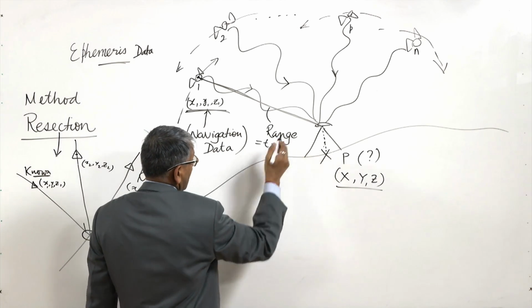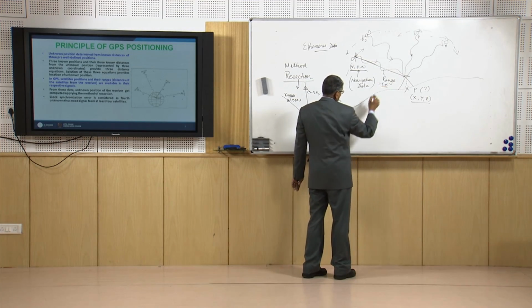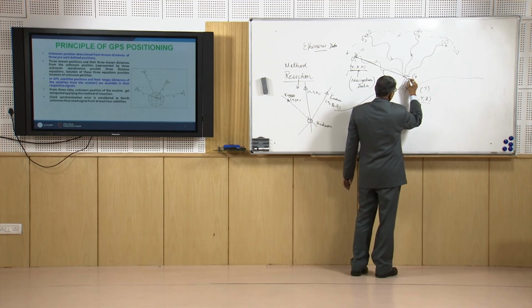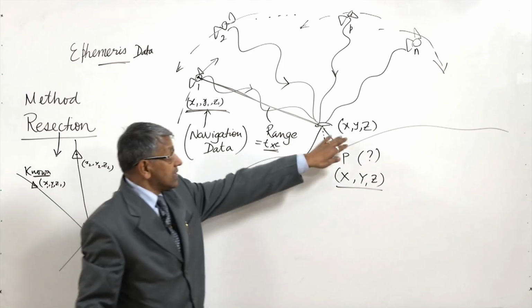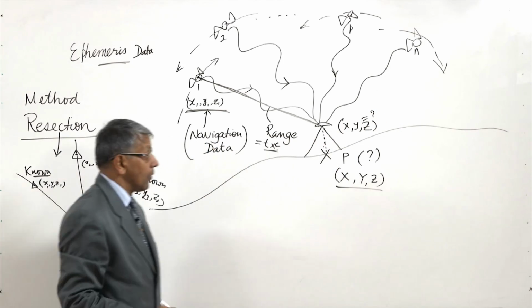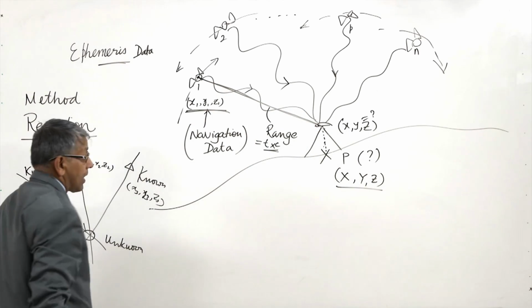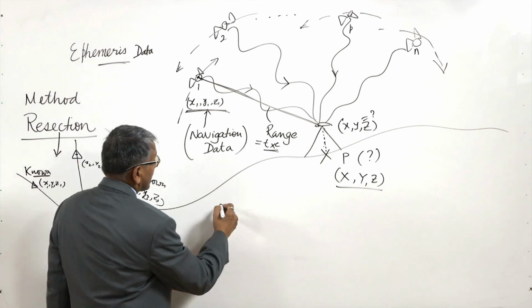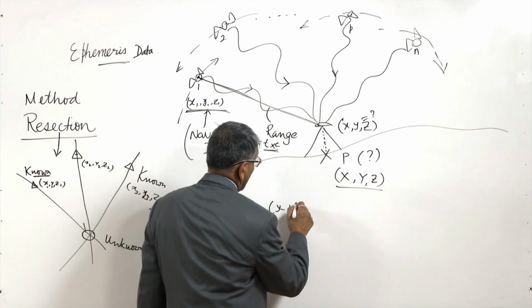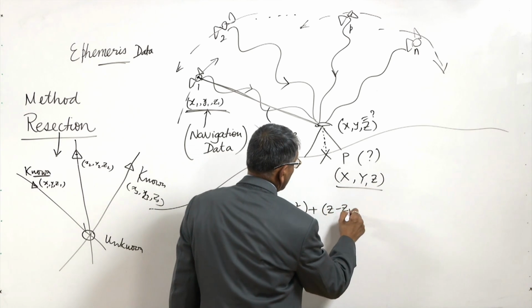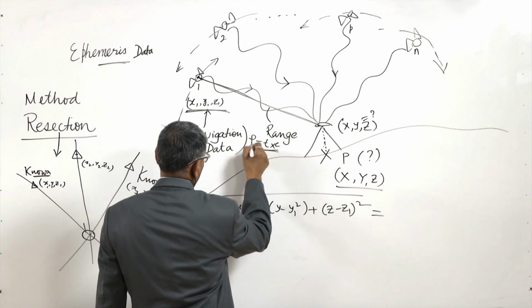So it is the velocity of light, very approximately, if we say. So from this, that means now we need to know the location of this point. Suppose x, y, z are the location of this point which we do not know. So if we apply the distance equation, we can say square root of (x minus x1) whole square plus (y minus y1) whole square plus (z minus z1) whole square is equal to this range.